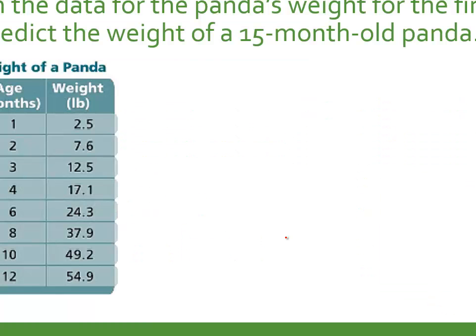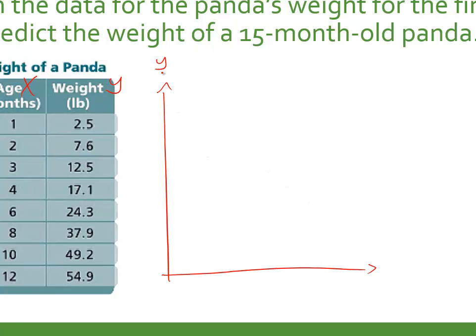Okay, problem 2, writing an equation of a trend line. Make a scatter plot of the data below. What is the approximate weight of a 7-month-old panda? Based on the data for the panda's weights for the first 12 months, predict the weight of a 15-month-old panda. We have x and y and some data, so let's go ahead and plot those points.